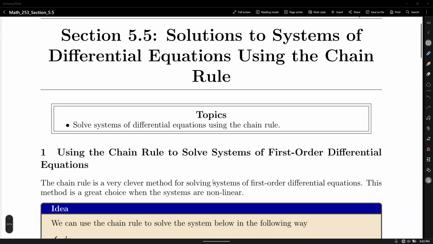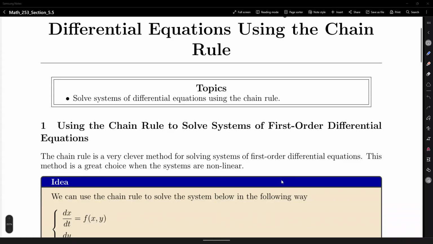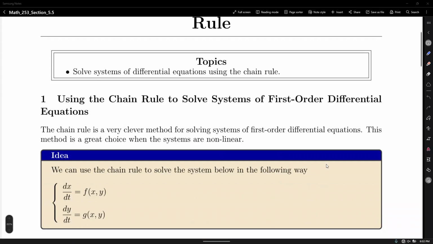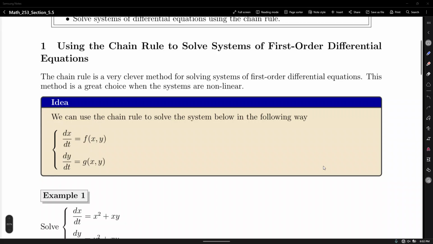Okay, so to solve systems of differential equations using the chain rule, we will rely, guess what, on the chain rule, okay? And actually, this is a great method to solve non-linear systems. You know, the systems we got to solve in the previous few sections, that is using the eigenvalues and eigenvectors and using the Laplace transform.